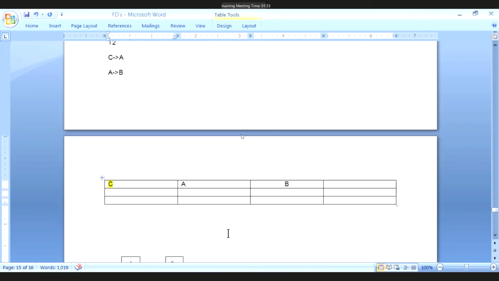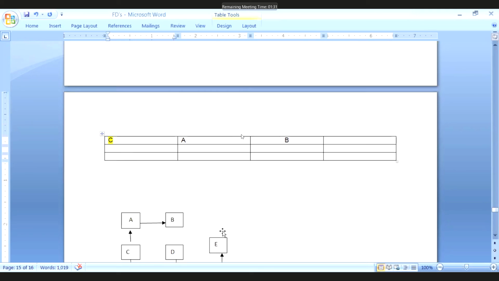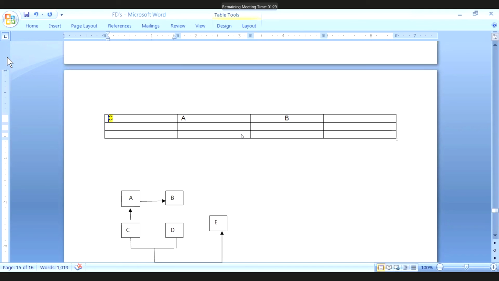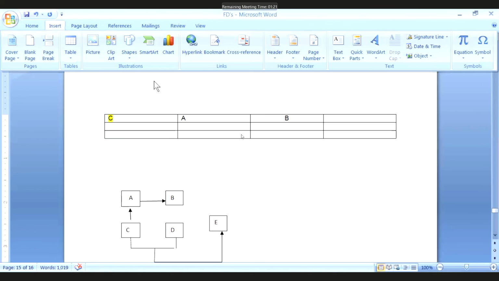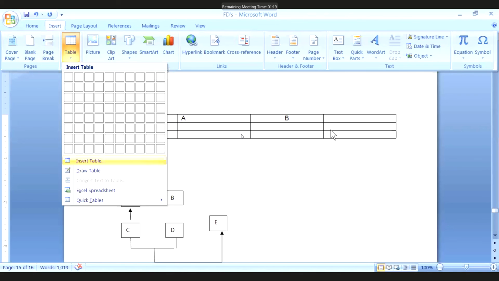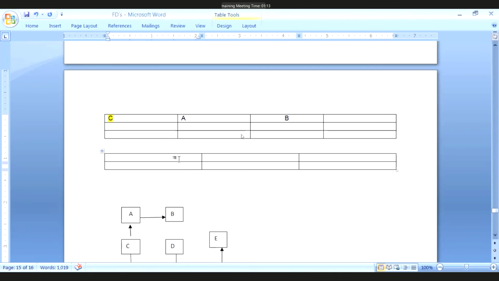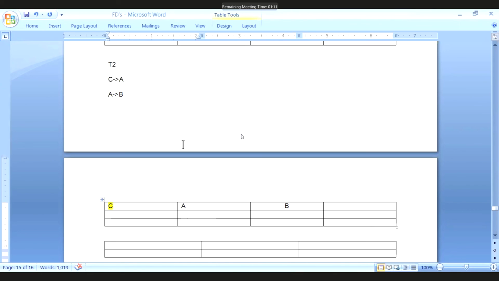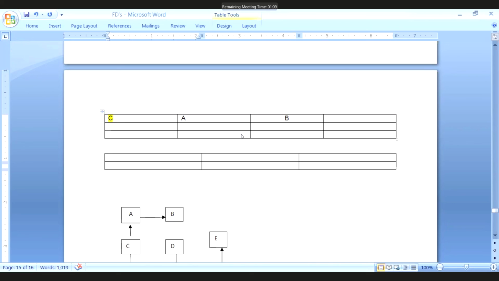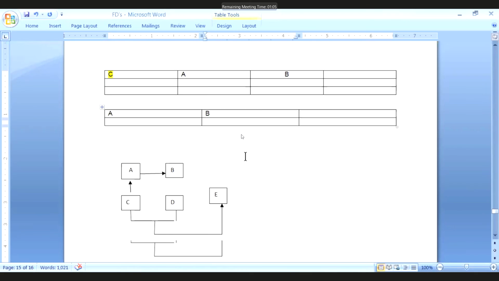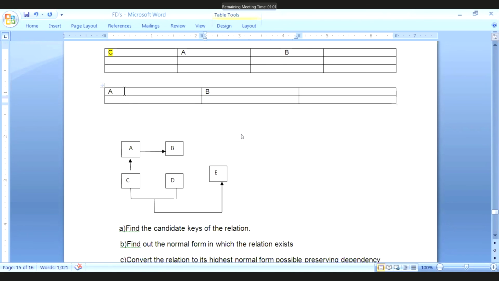So I have to remove it and keep it in another table. How will I do that? I will decompose T2 into two other tables. Which one was creating a problem? A to B. So one of the tables will be AB, and another table will be CA.